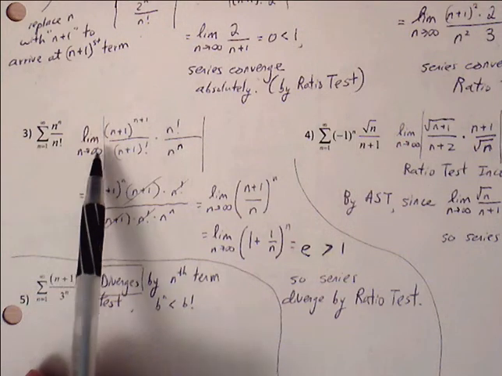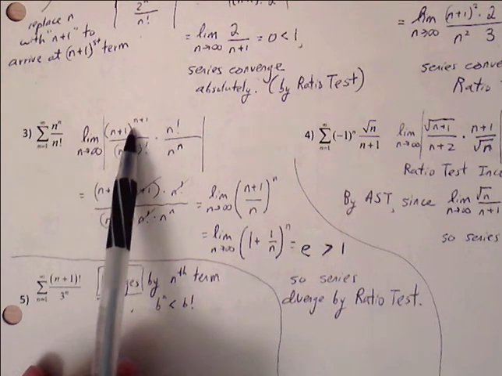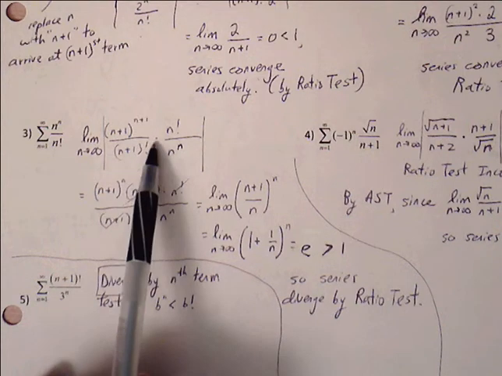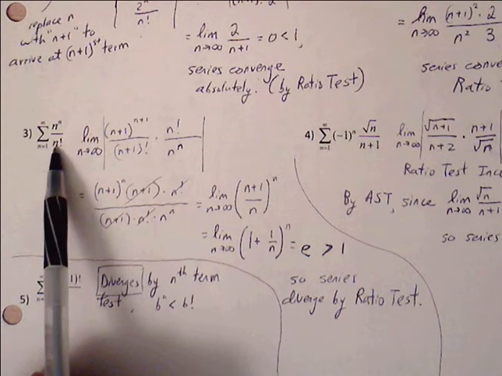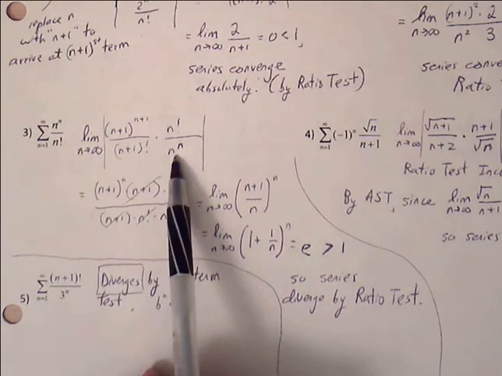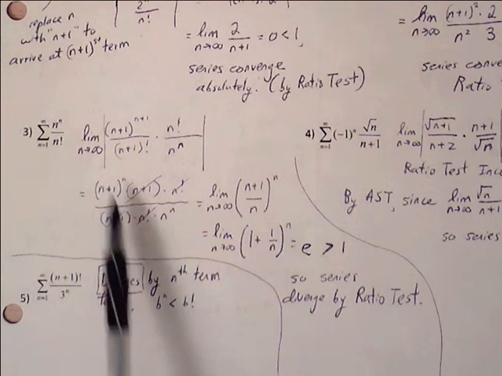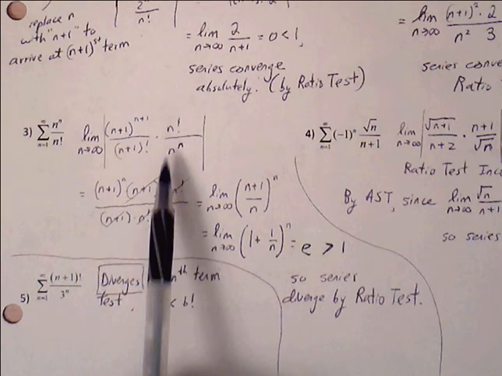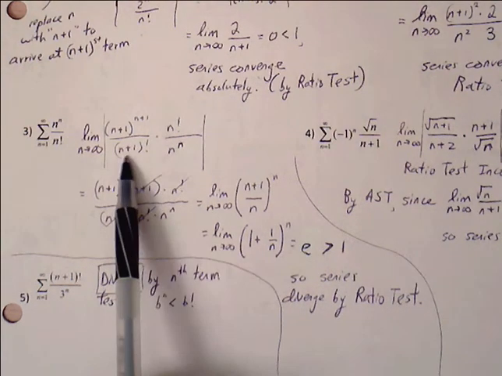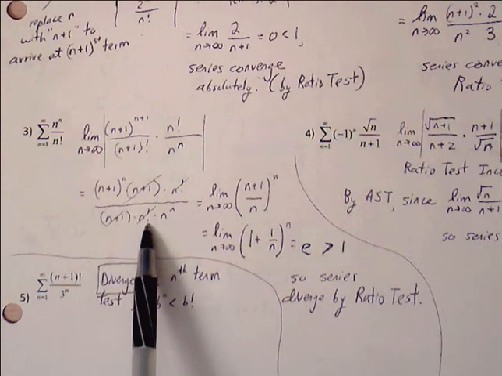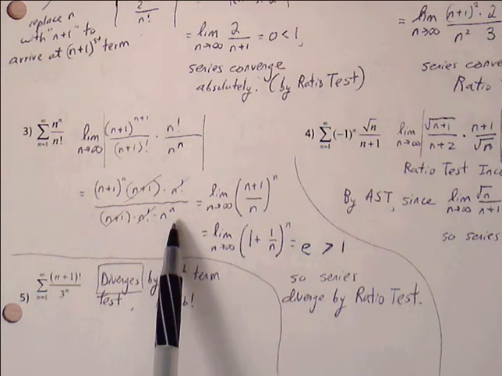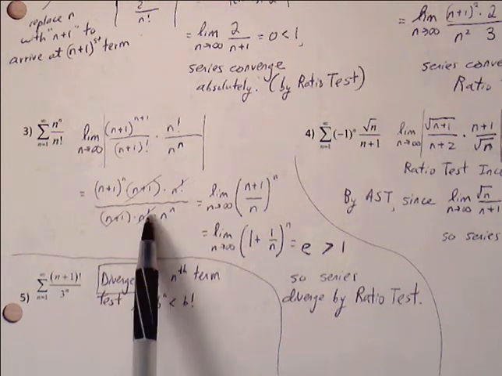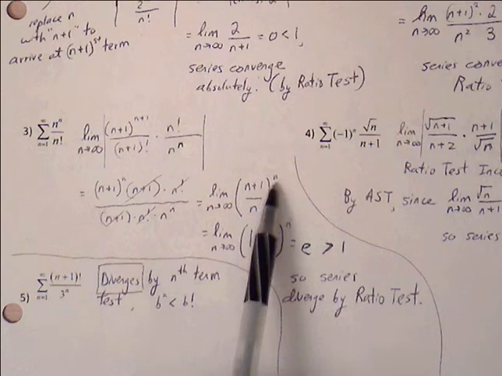So replace all the n's with n plus 1. So n plus 1 raised to n plus 1 all over n plus 1 factorial times the reciprocal. So n factorial over n to the nth. And if I expand this out, this is n plus 1 to the nth times n plus 1 times n factorial. The denominator can be rewritten as n plus 1 times n factorial. And then I bring down the n to the nth. The n plus 1s will cancel out.